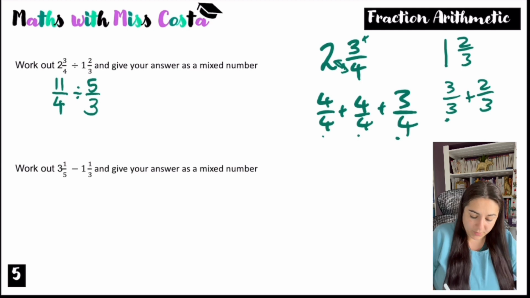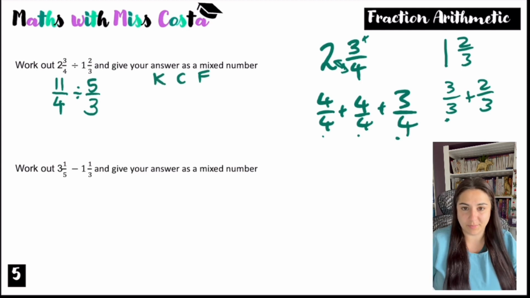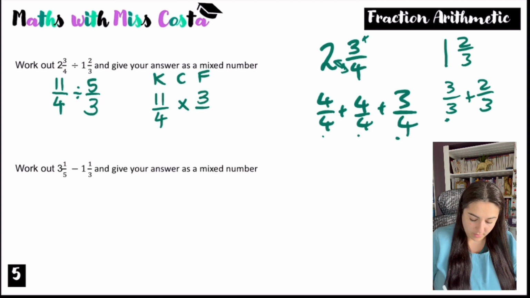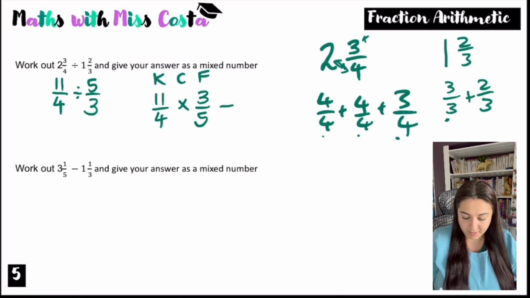Okay, now I use the keep, change, flip method. So think of KFC, but a cheap rip-off version of it. You keep the first fraction as it is, 11 over 4. You change the sign to a multiplication, and you flip the last fraction over. So you just reverse it. And then you just multiply. Now, when we're multiplying fractions, we multiply the numerators together. So 11 times 3, which is 33, and 4 times 5, which is 20.